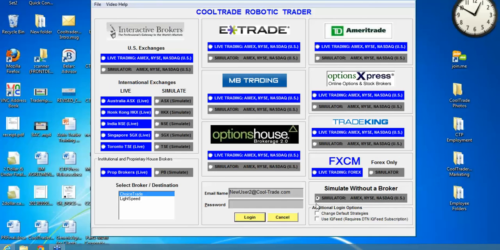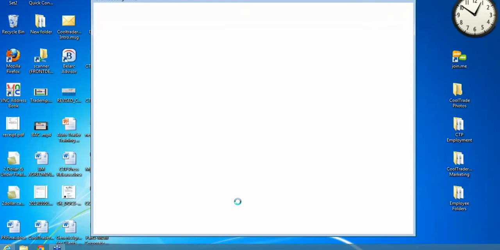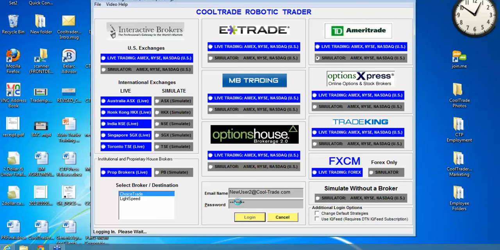You're always going to start off simulating without a broker, but if you have a broker account, then you could just click simulate with TD Ameritrade, and it's going to pull the data down from your TD Ameritrade account. It's going to bring up a little box where you can enter your TD Ameritrade username and password. Once you enter them, it's going to pull down the data, open up your trader, and start carrying out your strategy while it's connected to TD Ameritrade or any of our other great broker partners.